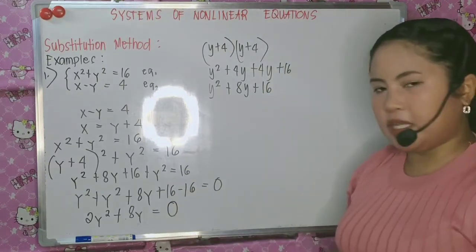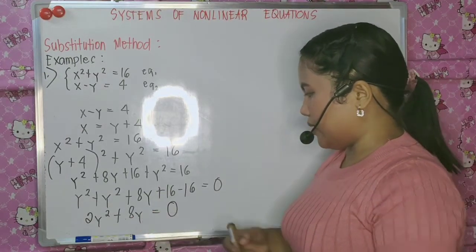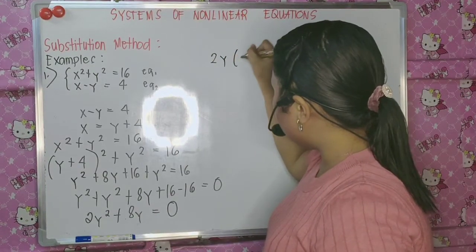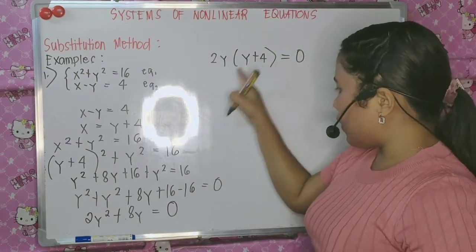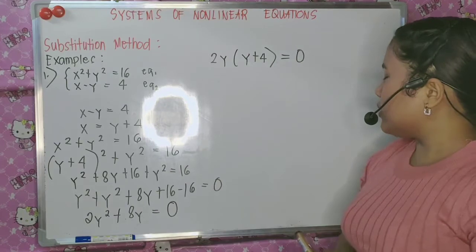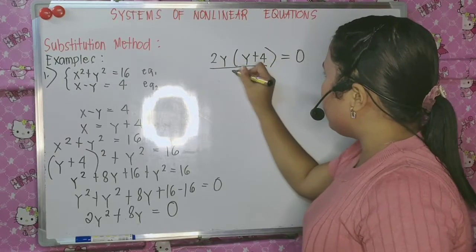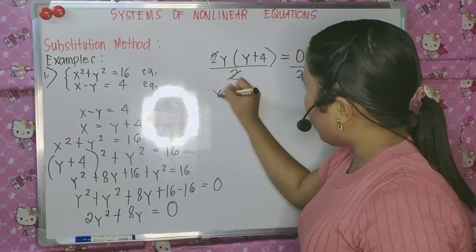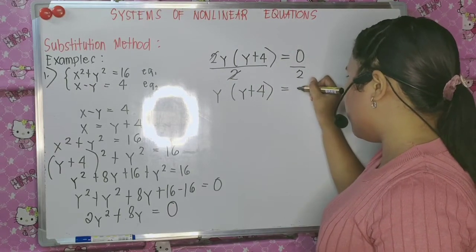Hindi pa yun yung final answer natin. Next step natin is we're going to factor out 2y squared plus 8y equals 0. So, ano ba yung factor niyan? Factor niyan is 2y times y plus 4 equals 0. Bakit? Kasi 2y times y, we have 2y squared. Then, 2y times 4, we have 8y. Since mayroon pa ditong 2, dapat walang katabing 2 yung y natin dito. So, i-divide lang natin siya by 2. Cancel na natin siya. Y times y plus 4 equals 0 divided by 2, we have 0.